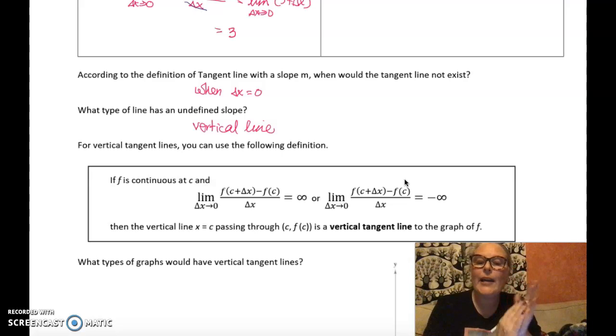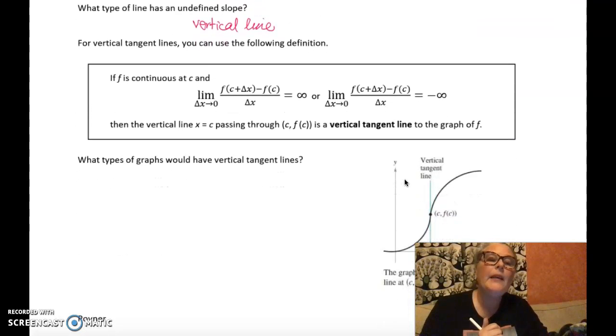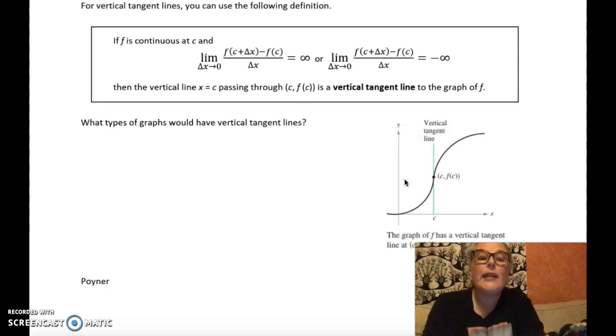So we define the following. If you end up with a limit that approaches positive or negative infinity, you know that the tangent line is going to be vertical instead. So in this particular case, as long as it's continuous, if you get positive or negative infinity, you will have a vertical tangent line. That's because if it's vertical, there will never be a delta x. The x values are always the same on a vertical line.